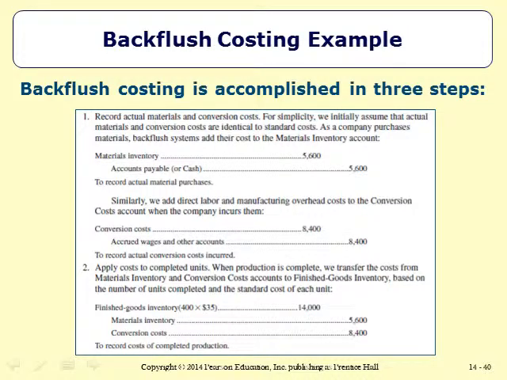So when production is complete, we transfer the cost from materials inventory and conversion cost accounts to finished goods inventory based on the number of units completed and the standard cost for each unit. So we completed 400 units at a standard cost of $35 per unit. We debited finished goods inventory for $14,000, which is the $8,400 plus the $5,600, and then we cleared the materials inventory and the conversion cost accounts for $5,600 and $8,400 respectively.